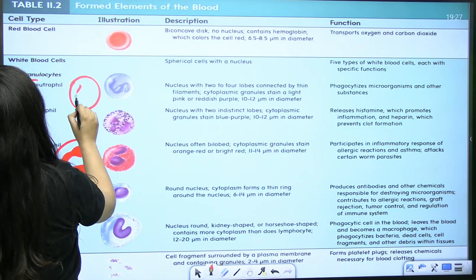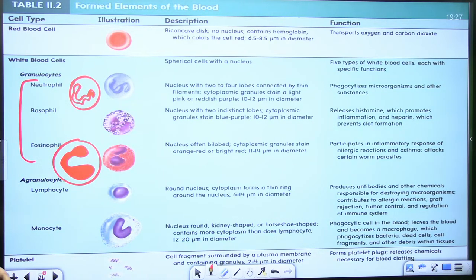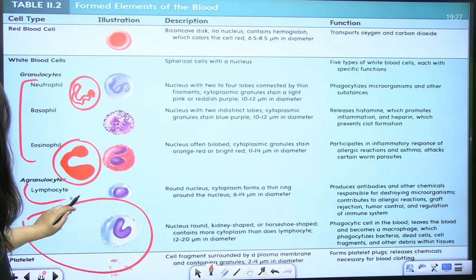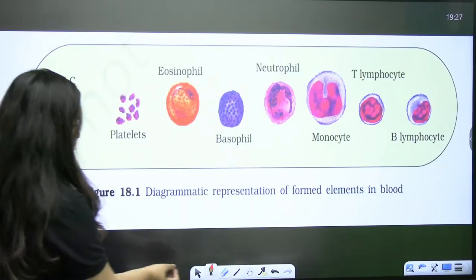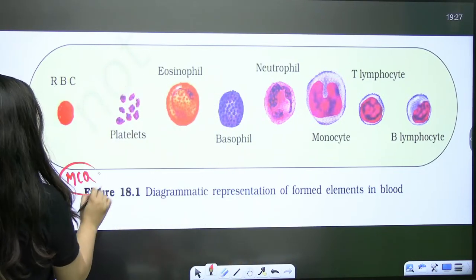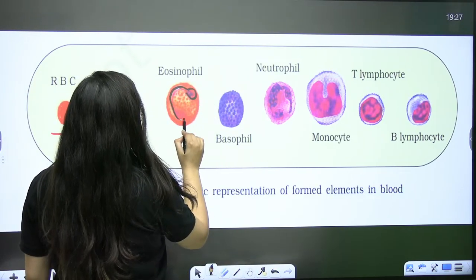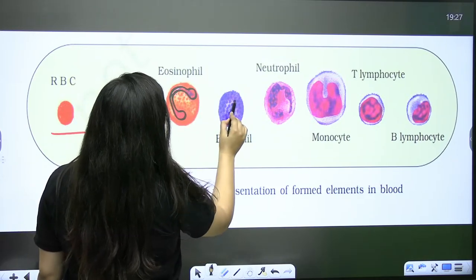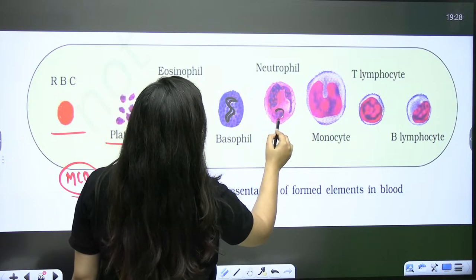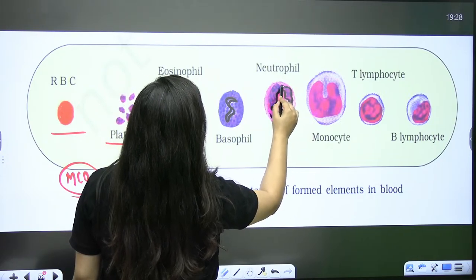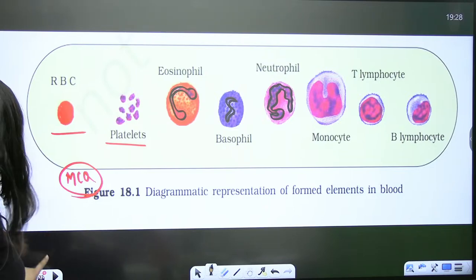And then comes the neutrophil. It's like this. Polymorphonuclear leukocyte. See, monocytes are bean-shaped. Lymphocytes have a rounded nucleus and their function is also written here. I will share the PDF with you. Even this question has been asked in the paper. RBC, platelets, eosinophil. How can you figure it out? With the help of the nucleus shape. Done? So that's what you have to do.